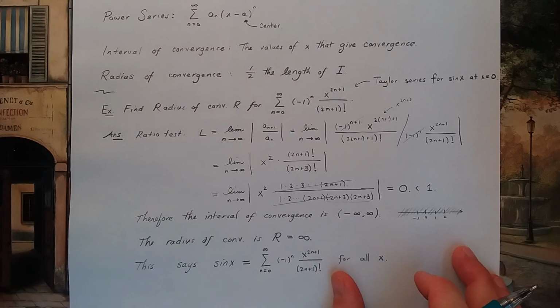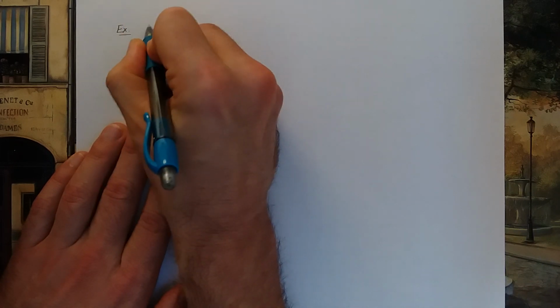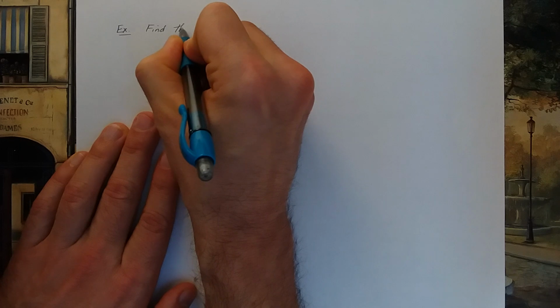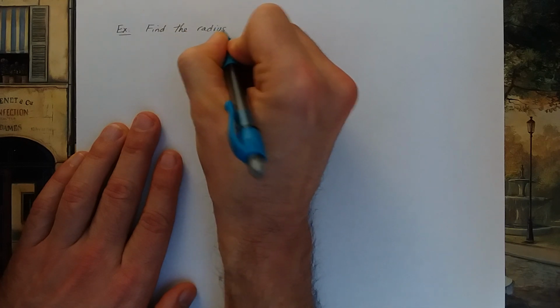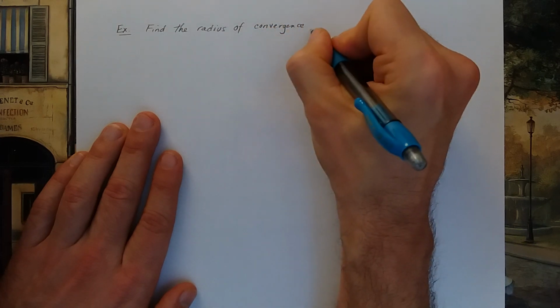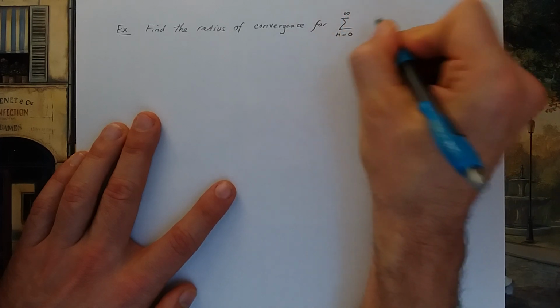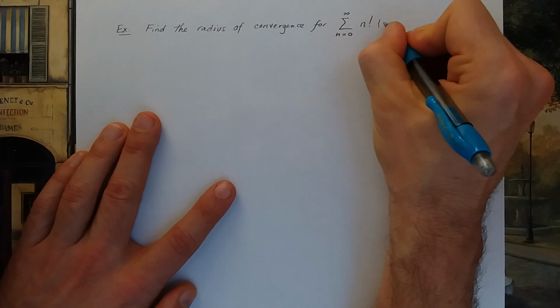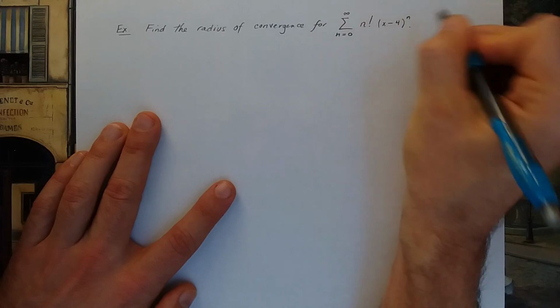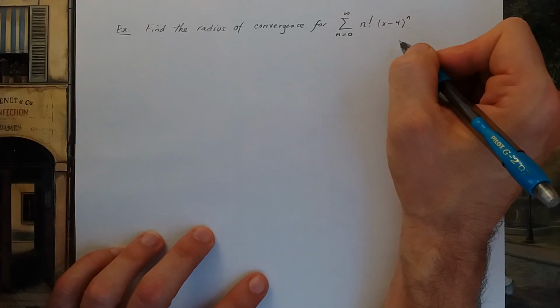Okay, I'd like to do another example of finding the radius of convergence. So let's do one more example to finish up this video. So let's find the radius of convergence for the function, the sum going from 0 to infinity of n factorial times x minus 4 to the n. So this is a power series centered at x equals 4.